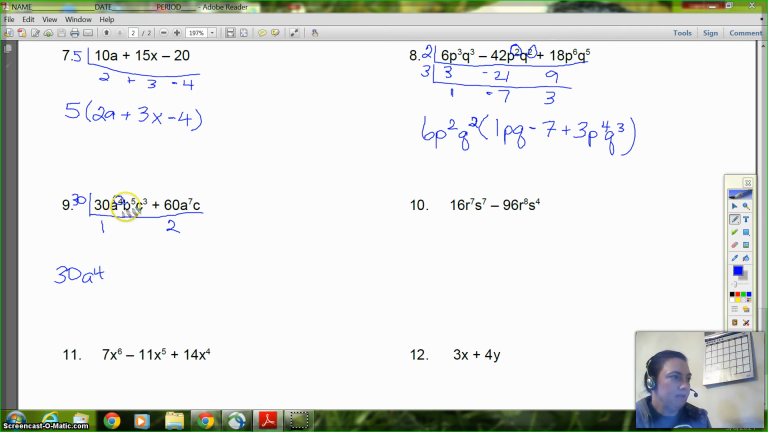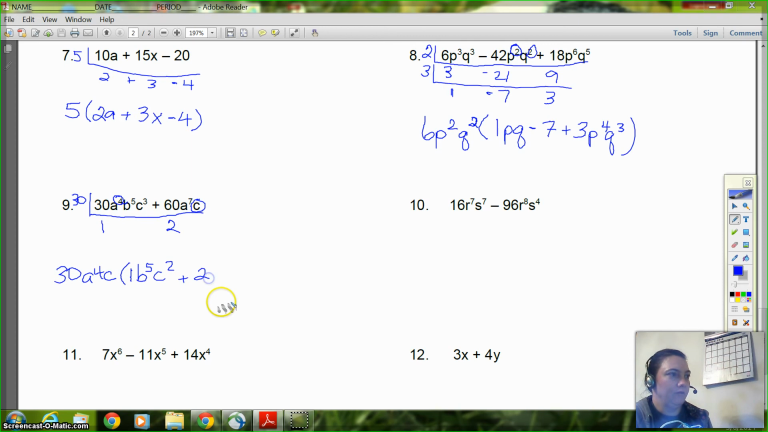I'm going to look at my b's. There's not a b in this one, so they do not have b in common. And then I'm going to look at my c's, and c is the only one as the smallest exponent they have in common. So I'm going to divide out 30 a to the fourth c. Well, my leftover coefficient is 1, and a to the fourth divided by a to the fourth equals 1. And I'm going to have a b to the fifth, because they didn't have that one in common. And then I'm going to subtract my exponents and get c squared.